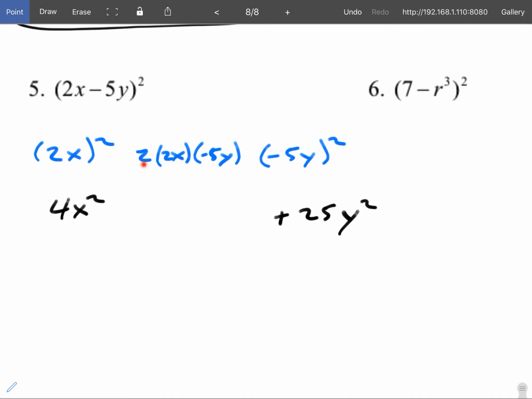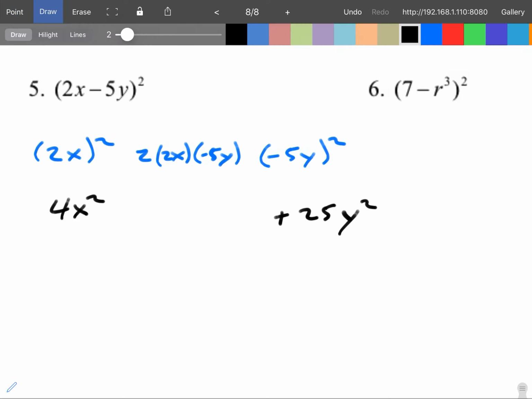And then that term in the middle, you're going to get a 2 times a 2 times a negative 5. So what's 2 times 2 times negative 5? Negative 20. Good. Hayden, that's good. Yeah, so 2 times 2 is 4. 4 times negative 5 is negative 20. So it's going to be a negative 20.